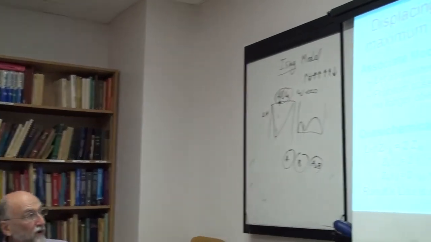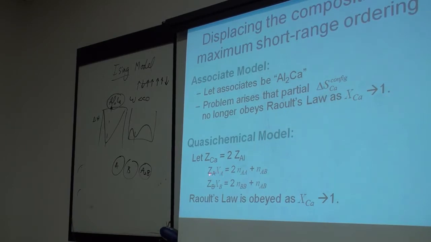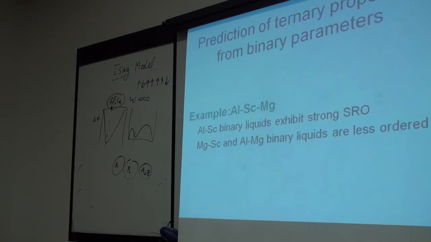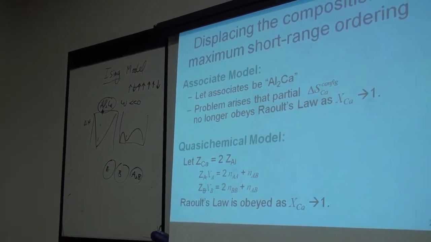The mass balances then work out this way. ZAXA is the number of bonds around a central A. ZA is the coordination number of A, the number of first nearest neighbors. So the number of first nearest neighbors around a central A atom is ZAXA, and around a central B atom it is ZBXB. In the few slides before, these Z's were the same; now they can be different. And now Raoult's law is obeyed as X calcium approaches 1, because you're not adding molecules, you're just adding atoms. So we just have a new quasi-chemical mass balance.